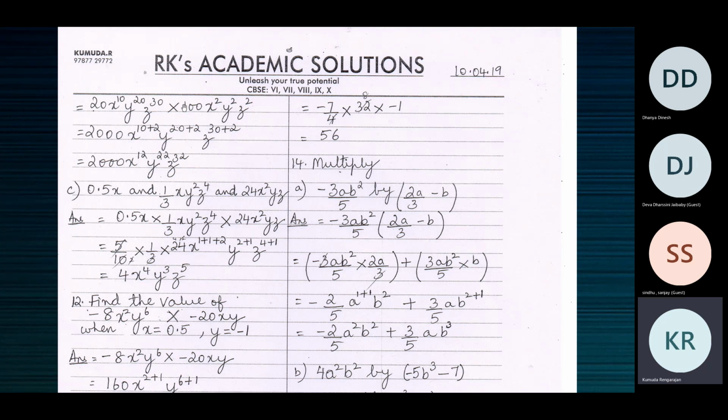See, 20 into 100. 10 square is 100. So 20 into 100 is 2000. Then wherever the bases are same, add the powers. Wherever the bases are same, x, x, y, y, z, z, write that common base x, y, z and add their powers. So the final answer is 2000 x power 12, y to the power 22, z power 32. It's the same as 2000 into x to the power 12 into y to the power 22 into z to the power 32. When there is no sign between two terms, it's a multiplication.